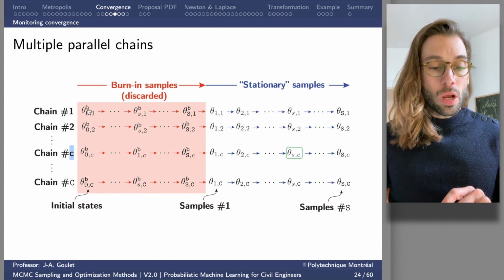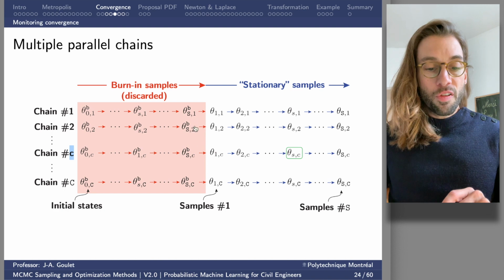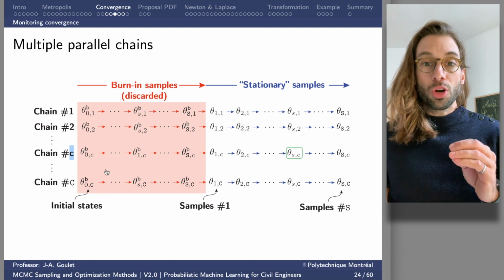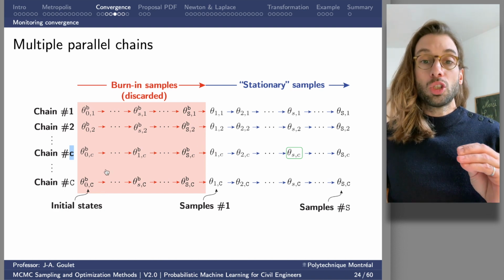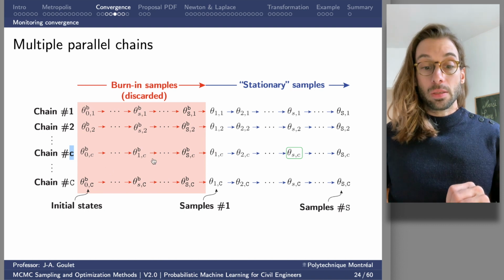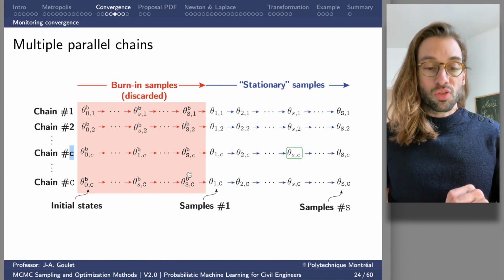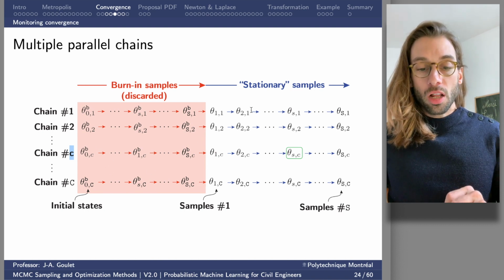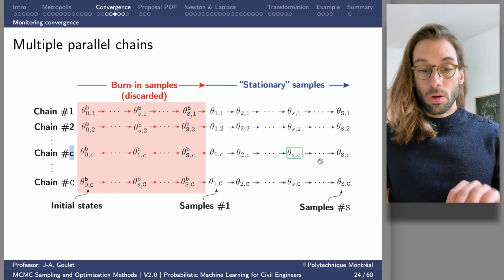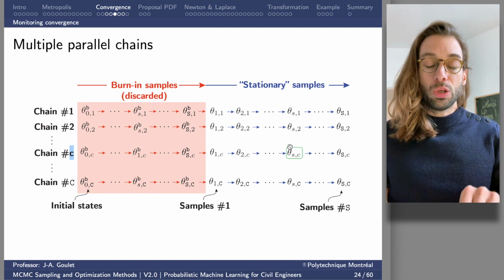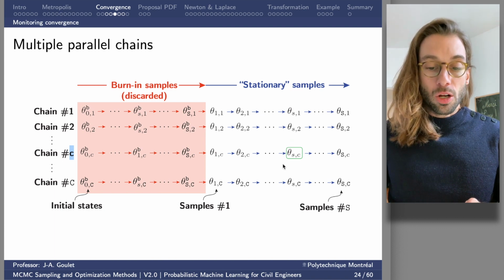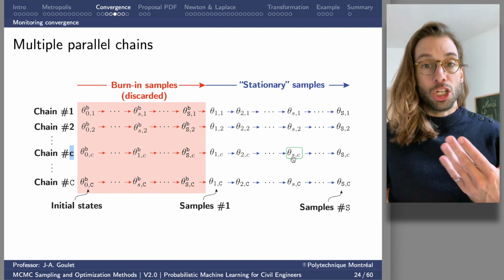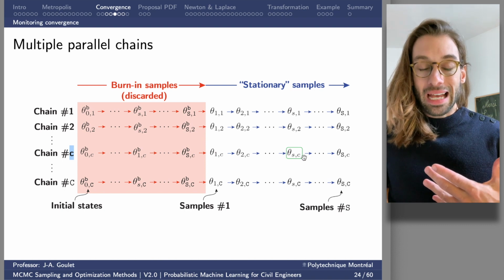And the superscript B here refers to my first part of samples, which are going to be discarded because they belong to my burn-in phase. Then when the samples from my burn-in phase are discarded, all of these are what I'm going to consider as my stationary samples, okay? Those that were not excluded in the burn-in phase. These are going to be my stationary samples, and in a generic way, my theta S C.